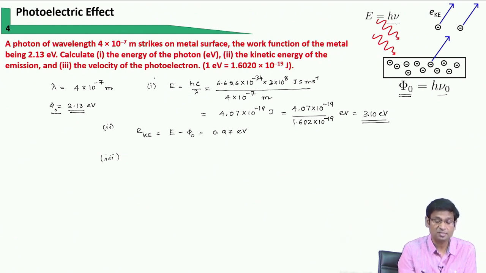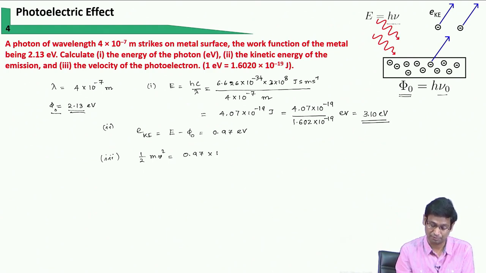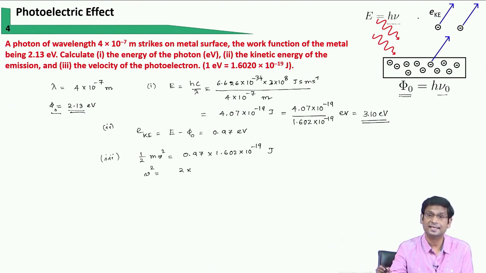The third bit asks what is the velocity of the photoelectron. So, this is kinetic energy, which can be written as half mv square, which is 0.97 electron volt. Now, we can express it in terms of joules unit. So, this kinetic energy half mv square is given here. Therefore, v square is 2 into, divided by m. What is m? m is the mass of the ejected electron, so 9.11 into 10 to the power minus 31.